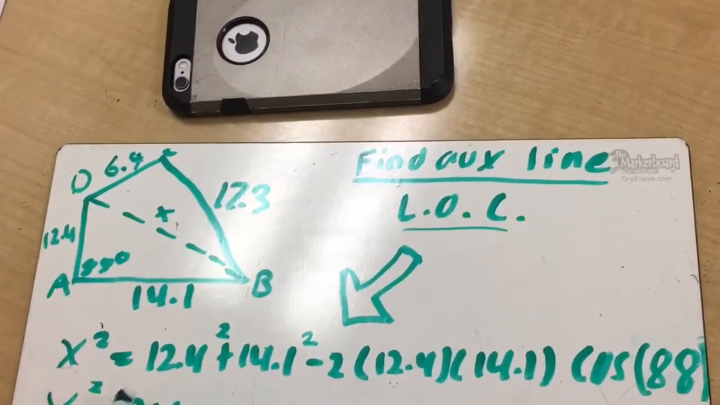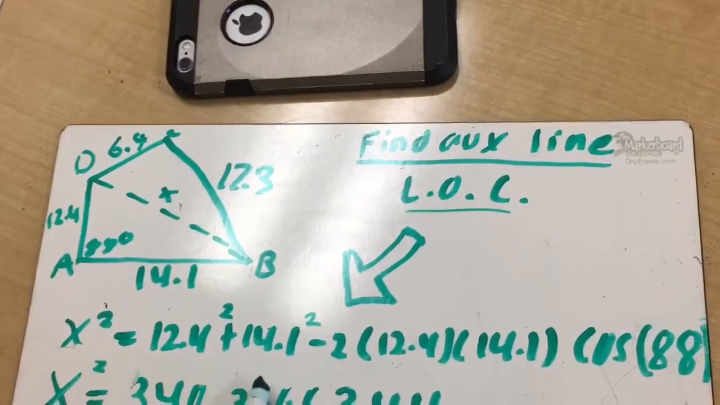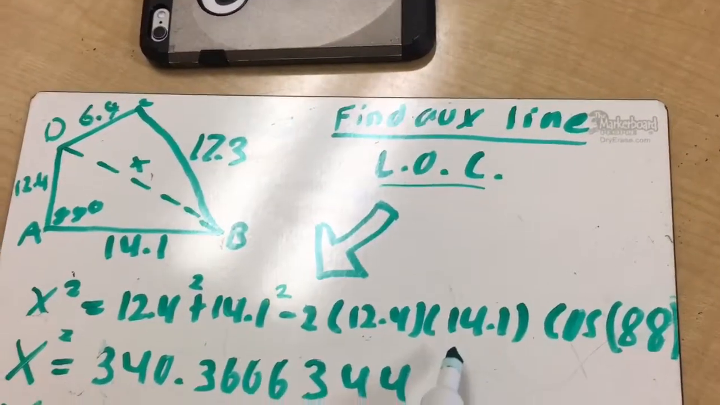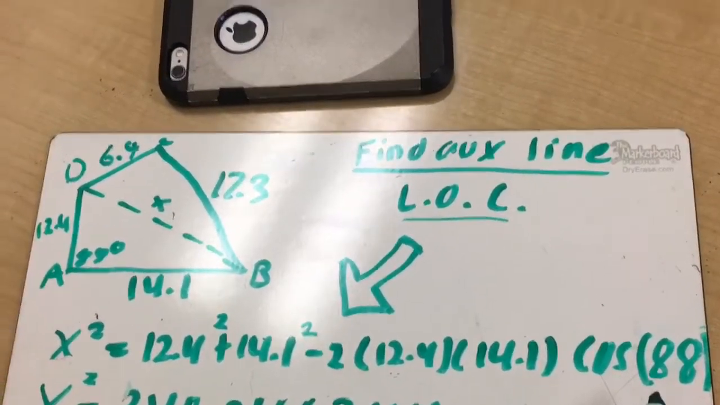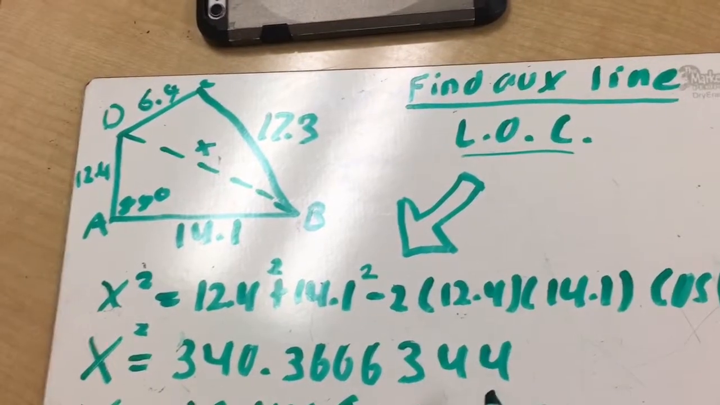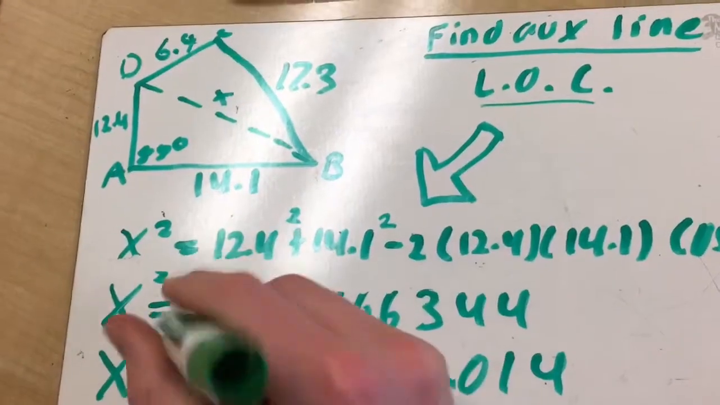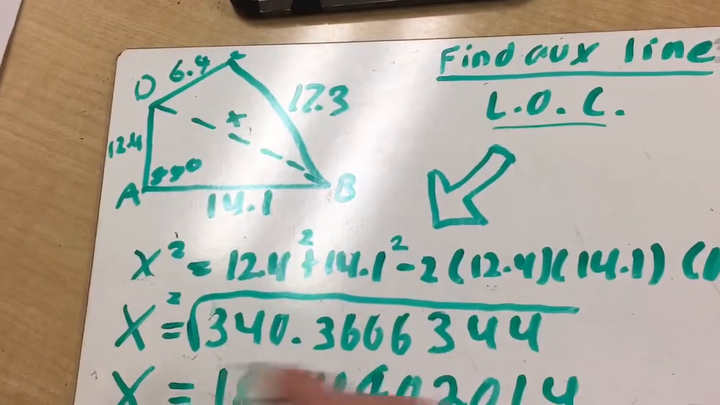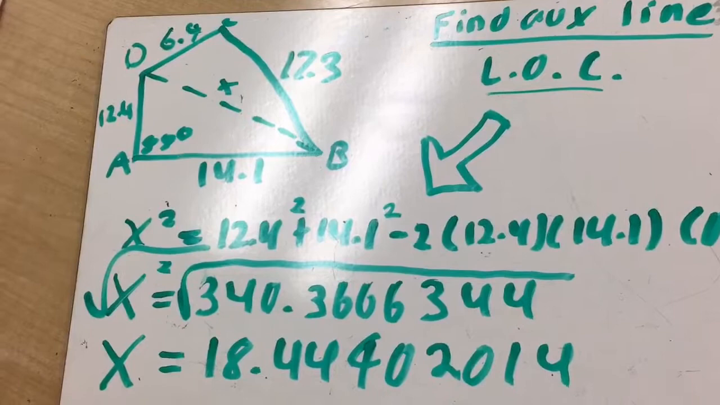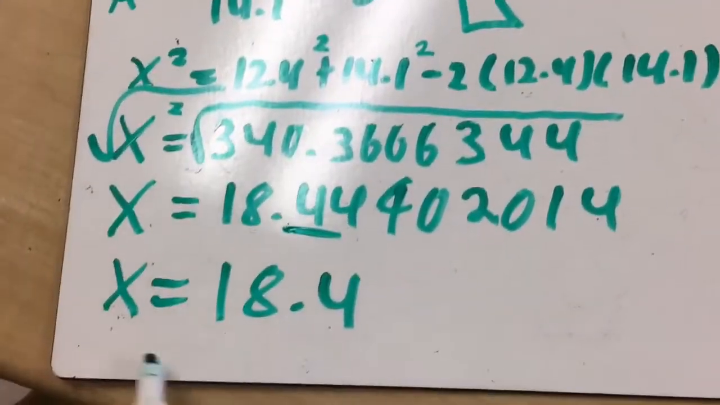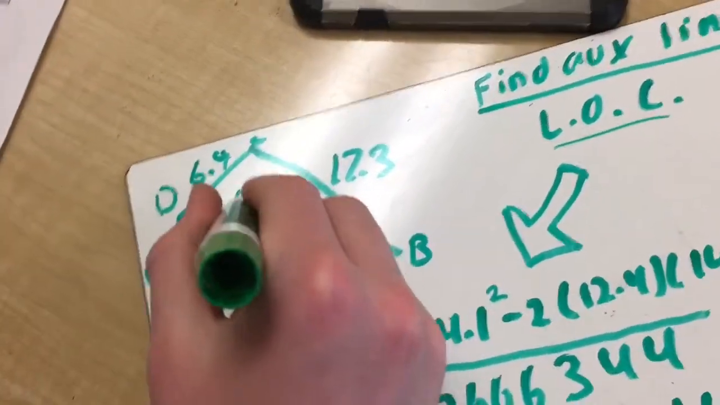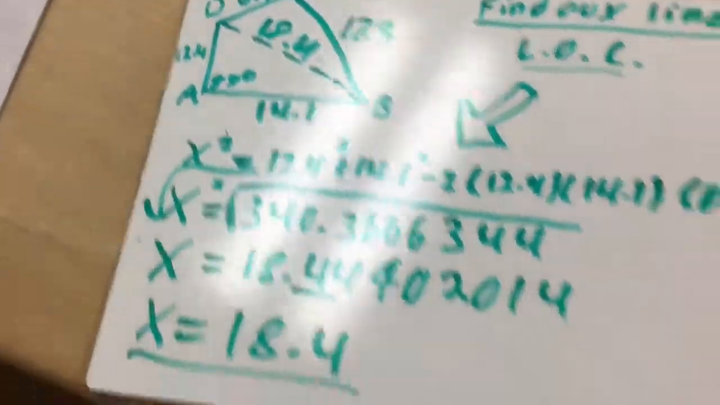So x squared equals 12.4 squared plus 14.1 squared minus 2 times 12.4 times 14.1 times cos of 88. And then right here you get 340.36666344. And then you're supposed to square root that, and you're going to get 18.44902014, and then just round to the nearest tenth. So you're going to get 18.4 for your auxiliary line. So we're just going to write that down, and we're going to move to the next step.